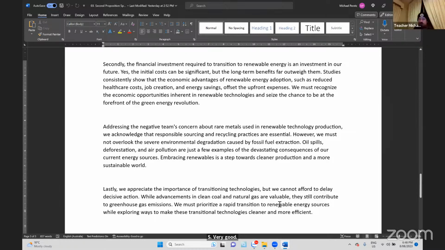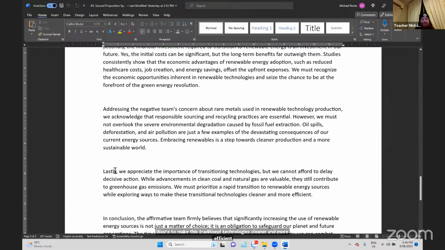While advancements in clean coal and natural gas are valuable, they still contribute to greenhouse gas emissions. We must prioritize a rapid transition to renewable energy sources while exploring ways to make these traditional technologies cleaner and more efficient.